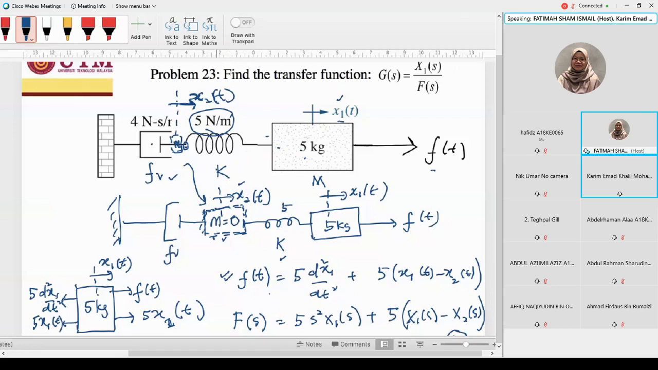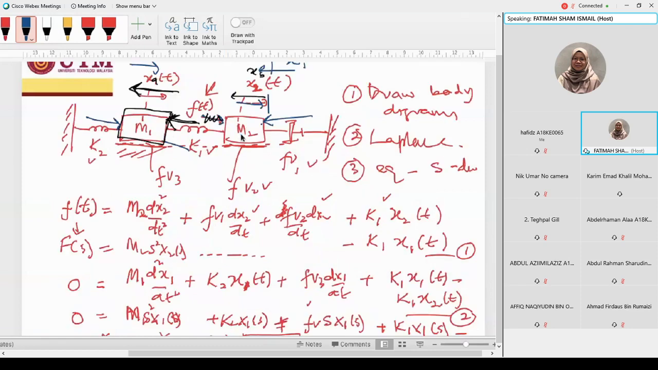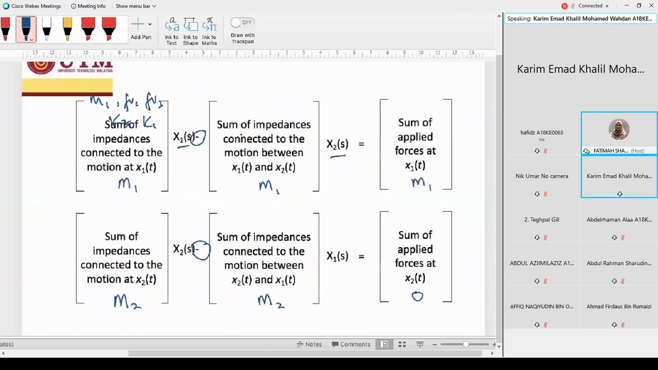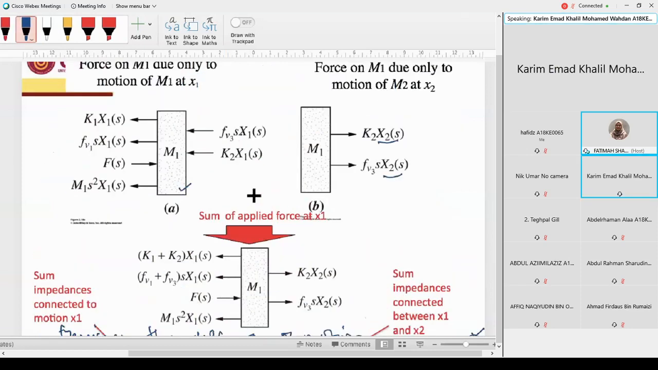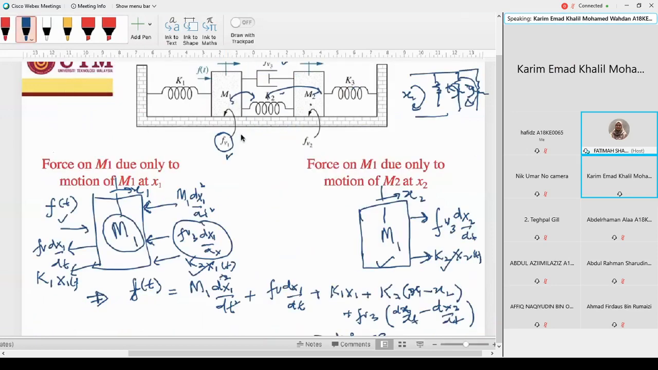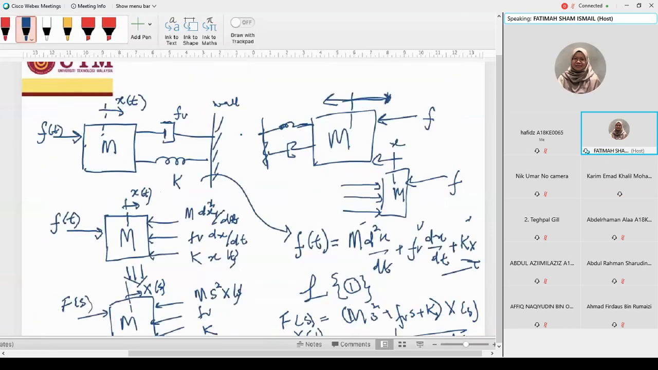Okay, doctor, what if the FV is connected directly to M1? Connected directly to M1, that is something we have done before. So no need to create a displacement, right? No need to create one. Something that we have created in the first example, the simple one. Yes, this one.